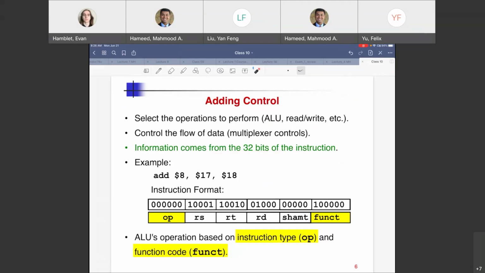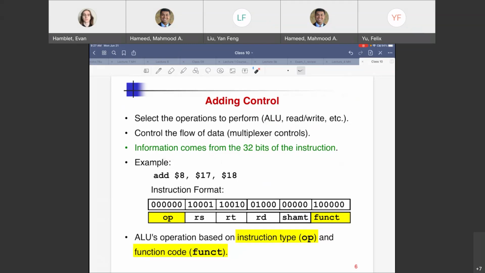Opcode field applies for all the three types of instructions, R, I, J. Function field only makes sense for the R type instructions. Function field is an input to the ALU control block. Opcode field is the input to the main control block.